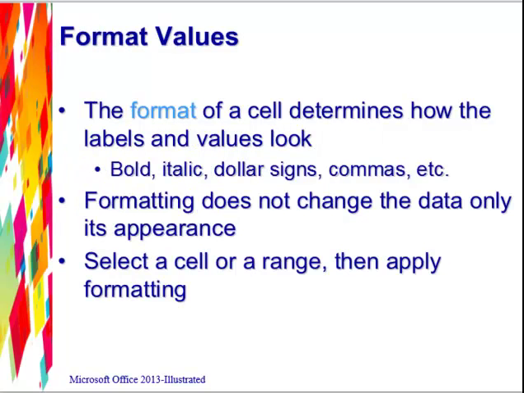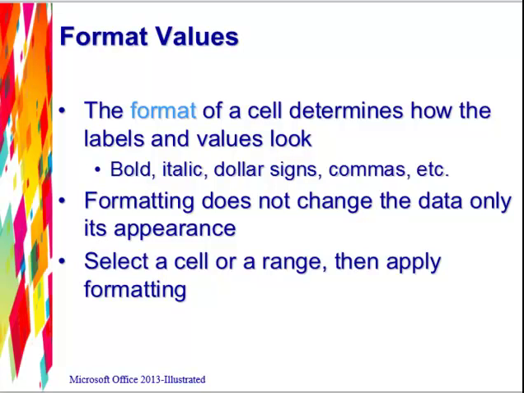So for this first section, we're going to talk about format values. And we're going to talk about how the cell looks is what a format is. It is determined by whether it's bold, italic, commas, dollar signs, etc. For a lot of people who work with numbers exclusively every day, they like to have that comma every 3 digits. It helps them visually understand where they're at, and it makes a number easier to read that way. Formatting does not change the data. It only changes the appearance.